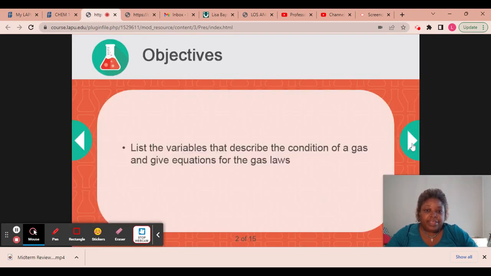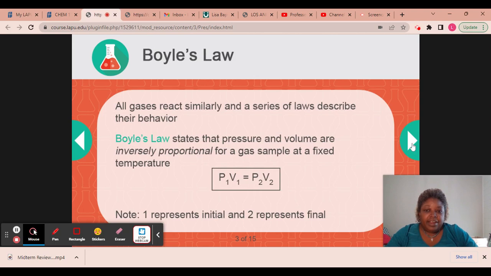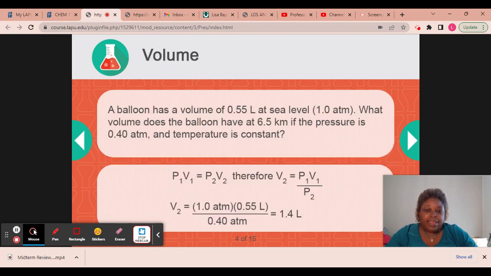All right, so for the gas laws, there are different equations associated with each of the different gas laws. We have Boyle's law, P1 V1 is equal to P2 V2, where the P's represent the pressure, V's represent volume. Okay, and then there's an example of that one. And this one is simply you're rearranging equations and plugging in your values.